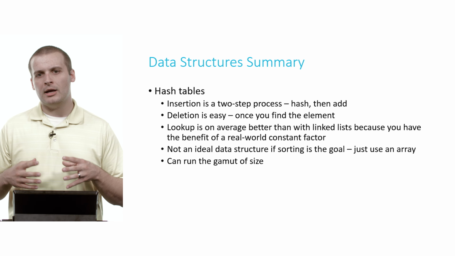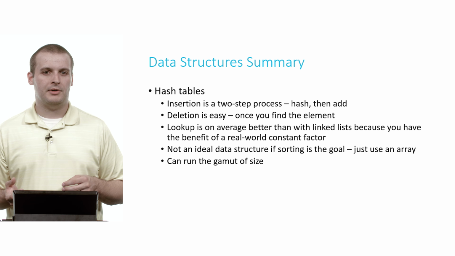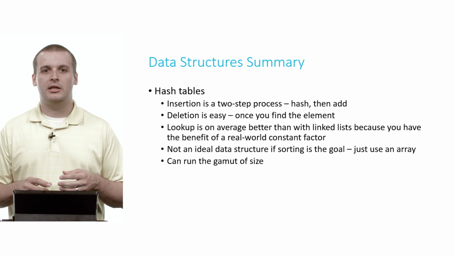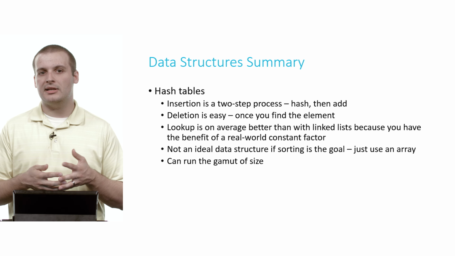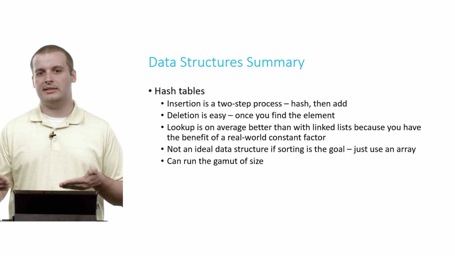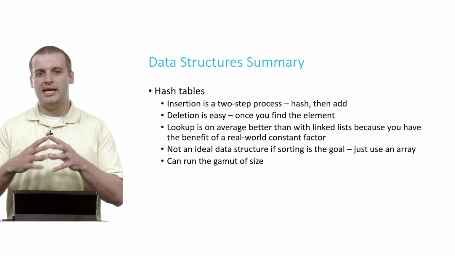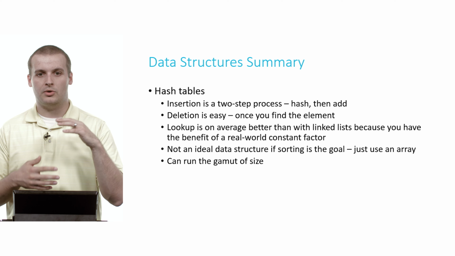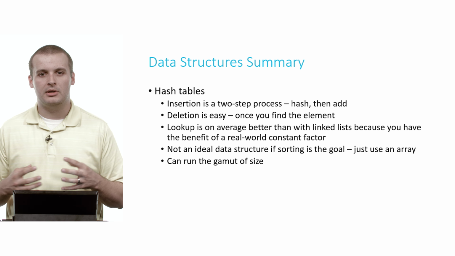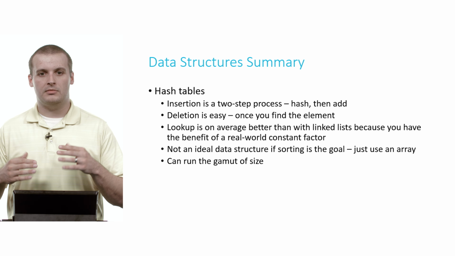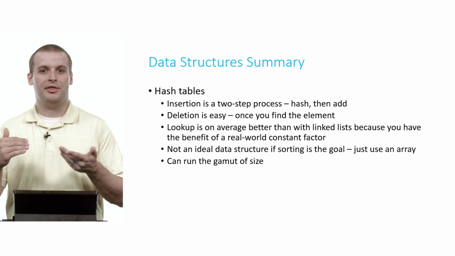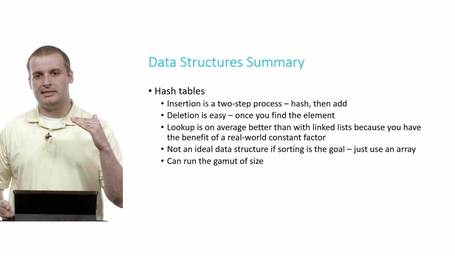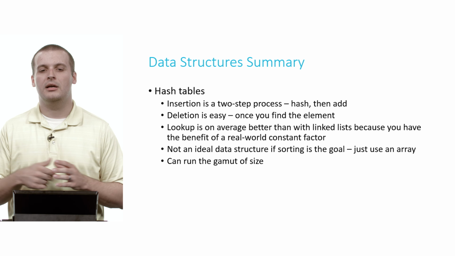Now, lookup is where things get a little more complicated, right? So it's on average better than linked lists. If you're using chaining, you still have a linked list, which means you still have the search detriment of a linked list. But because you're taking your linked list and splitting it over 100 or 1,000 or n elements in your hash table, your linked lists are all 1/nth the size, right? They're all substantially smaller. You have n linked lists instead of one linked list of size n.